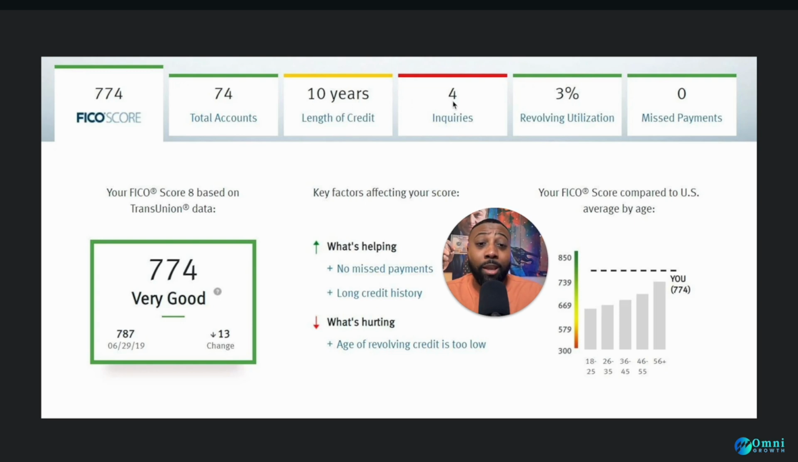Having very low inquiries, especially in like a 3 to 6 month span. Typically, banks don't want to see more than like 2 or 3. So this person here has 4 total, but there's none in the last 3 months. So that's good.